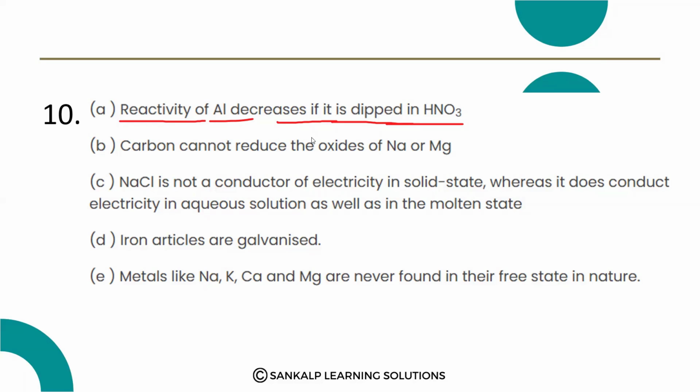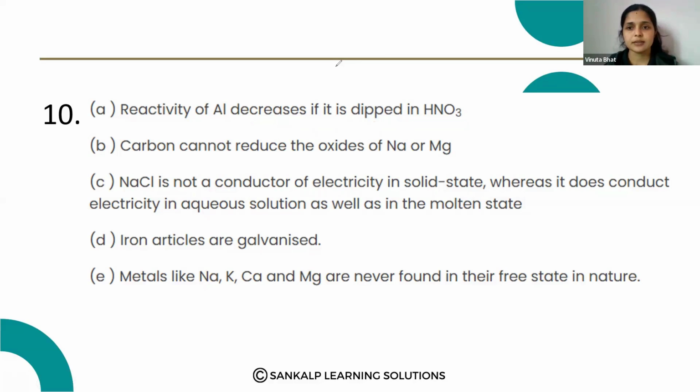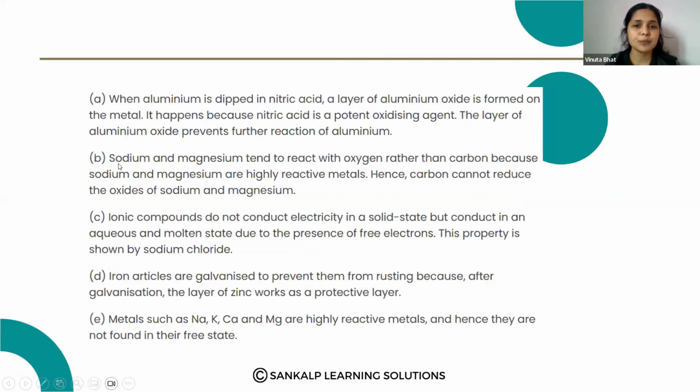Okay, so let us start with the first one. The reactivity of aluminum decreases when it is dipped in nitric acid. The answer: when aluminium is dipped in nitric acid, a layer of aluminum oxide is formed on the metal. It happens because nitric acid is a potent oxidizing agent. The layer of aluminum oxide prevents further reaction of the aluminium. So that is the reason. Very important. Please note down the reason for the first question.